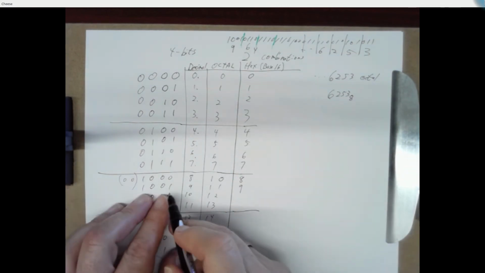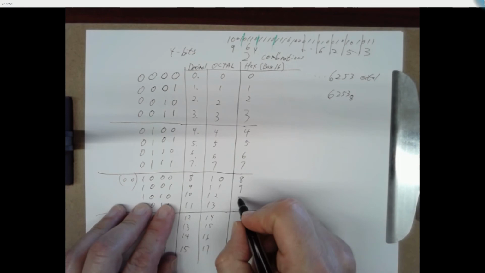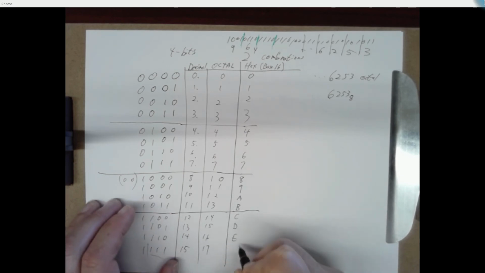So here's how we code hexadecimal. If the 4 bits are anything from 0 through 9, we just write a 0 through 9. But if the 4 bits are 1010, which is a 10, we write the letter A. And if it's a 1011, 11, we write a B. And similarly, C, D, E, and F.